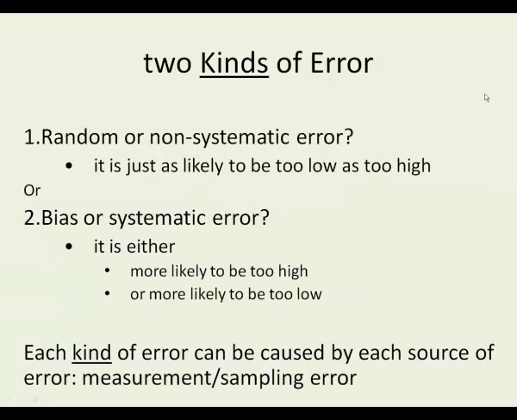Now, moving on from sources of error, there's two kinds of error. The first one is random error. There's going to be some inaccuracy, but the inaccuracy is just as likely to be too low as too high. Or, and this one's more serious, bias or systematic error. That's when there's going to be some error, but it's more likely it'll be too high, or perhaps more likely it'll be too low. Now, each kind of error can go with each source of error. So you can get random error from sampling and from measurement, and you get systematic error from sampling and from measurement.